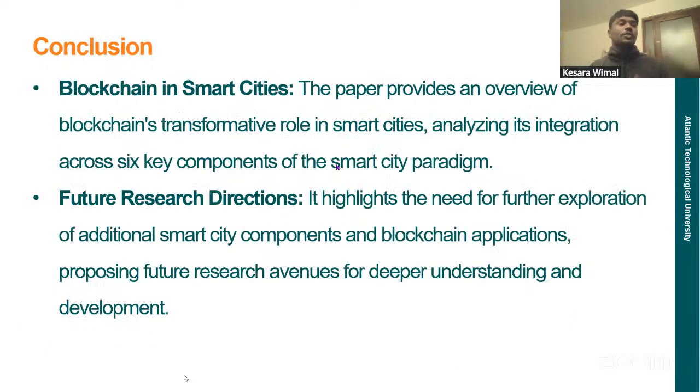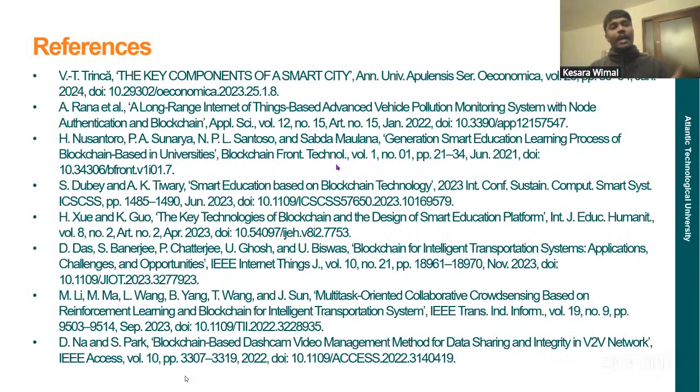So this is the conclusion, or briefly going through what our paper is about. The paper is more of an overview of blockchain's transformative role in smart cities and analyzes its integration across 6 key components of the smart city paradigm. Then, more importantly, we have been discussing future directions and what has been proposed by current researchers. All this work is based on past literature, so this is a literature review. I have added some of the references.